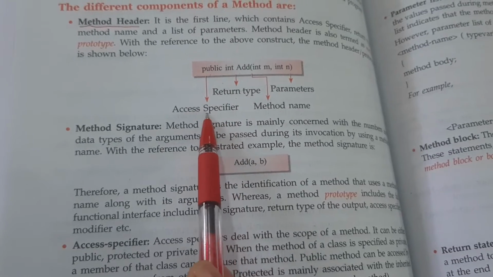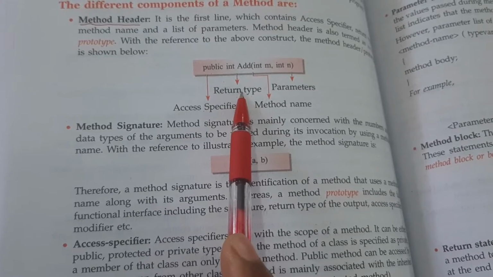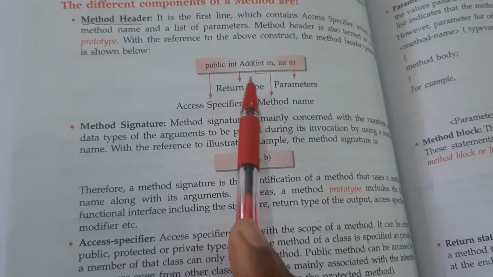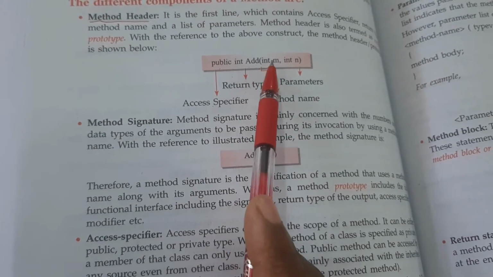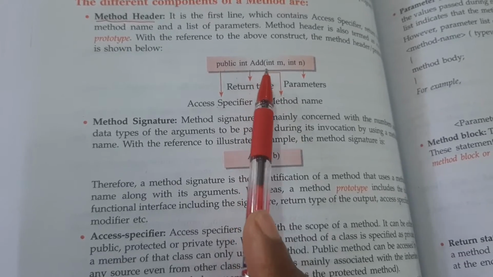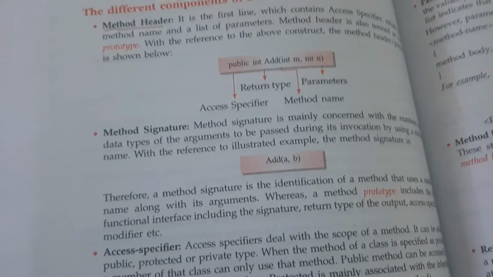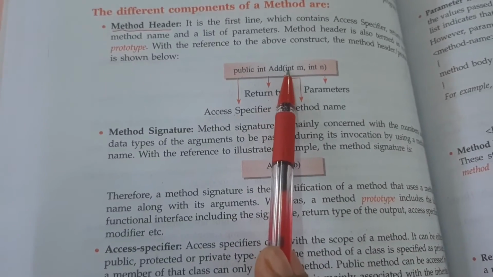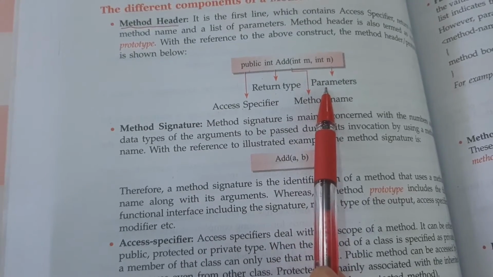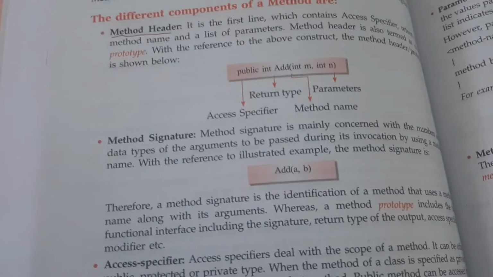What are the things present? We have an access specifier, we have a return type, any kind of data type that you give, int, float, double, and add is the name of the method. Whatever you write just before this bracket is called the name of the method, and within the bracket are the variables that you are declaring. Here we have declared the variables m and n. So m and n are called parameters. This complete part of the program is called the method header.